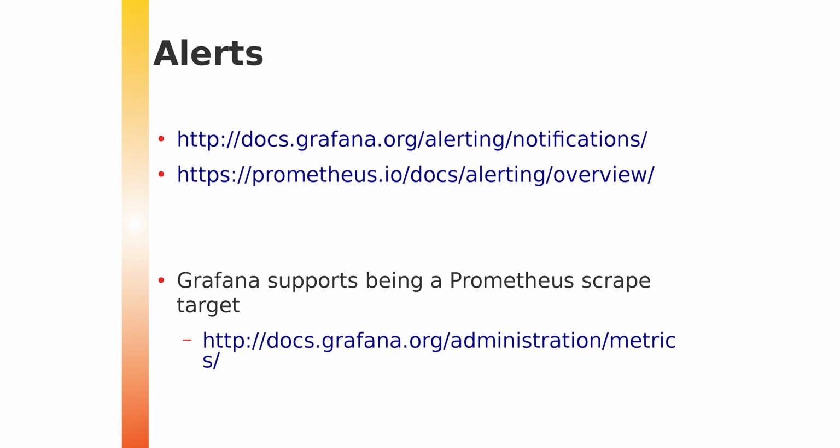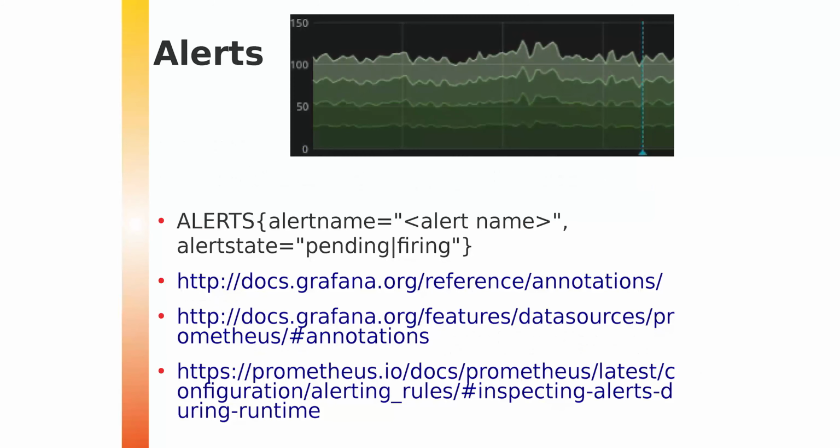Grafana also supports being a Prometheus scrape target, which is interesting and helpful. And Grafana also allows rendering what they call annotations. It's shown here in this blue line. You can make annotations based on Prometheus queries, and this Prometheus query will query alerts that Prometheus has sent out. In particular, if you give it a specific name, it's going to find wherever that alert has gone to pending or firing. Then you would see a dashed line for every time that alert has gone off. I also include some different links there if you're interested in that.